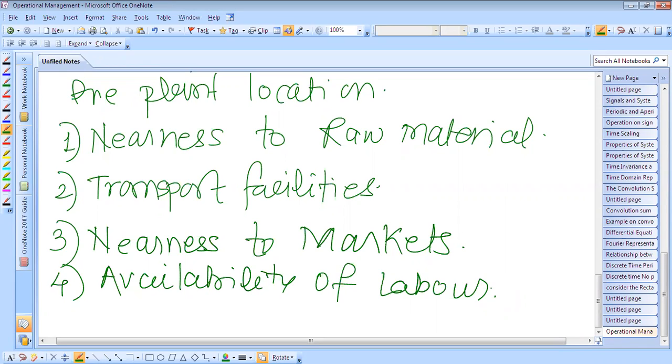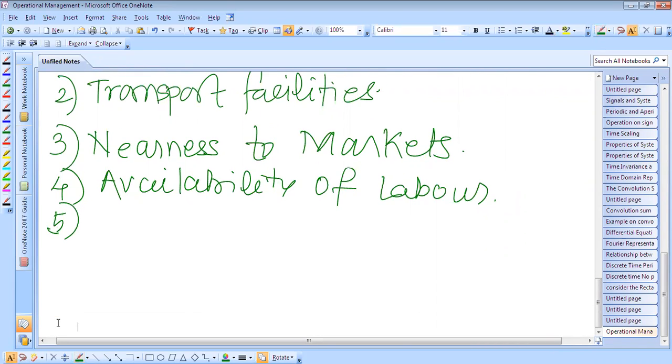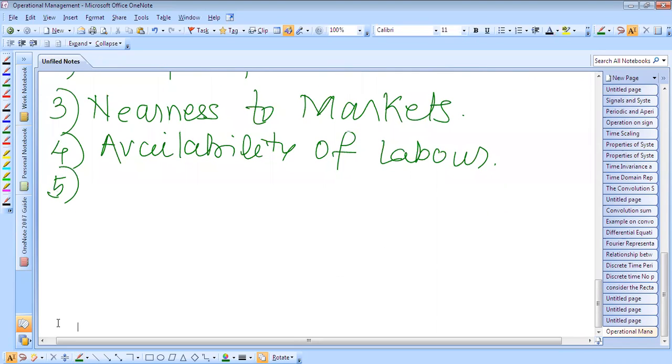So this is one of the factors, the availability of labor. The next factor is the availability of fuel and power. Whatever plant we have installed requires fuel for its operations, as well as water. Water is another power. So, availability of fuel and power.